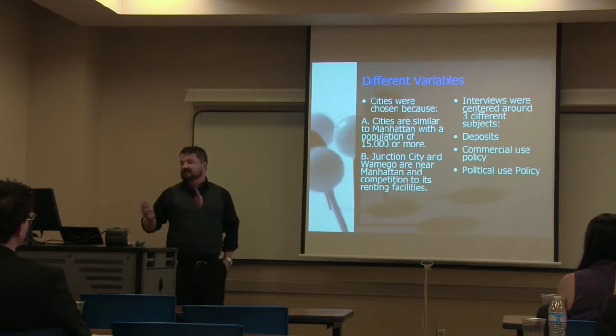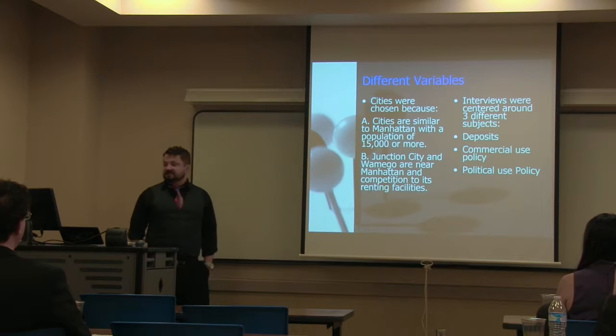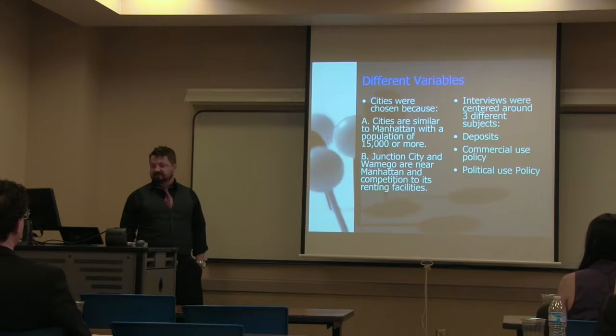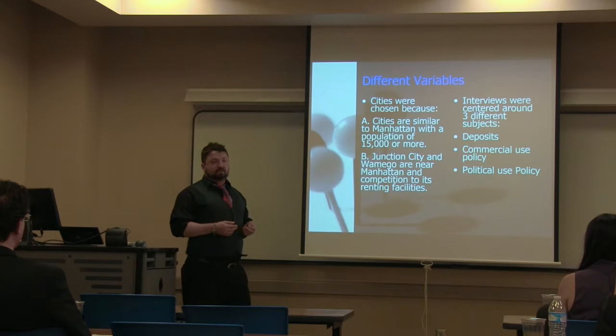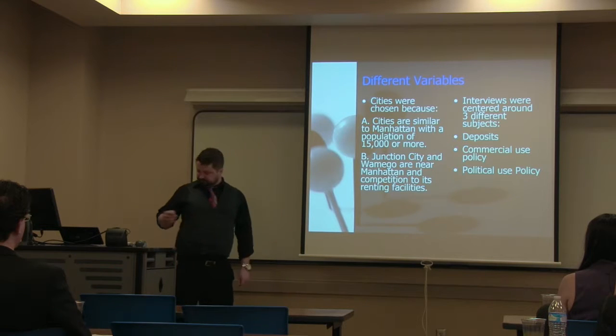Okay. Some of the variables I looked at to choose these were cities similar to Manhattan with a population of 15,000 or more, and Junction City and Wamego are near Manhattan. They're possibly competition for renting facilities, so we definitely wanted to measure the ways they did things and compare it to the way Manhattan did things. The interviews I based on 3 different subjects: deposits, commercial use, and political use. The more we went on with this project, the more it seemed like these were probably the 3 most important issues in making things more efficient.